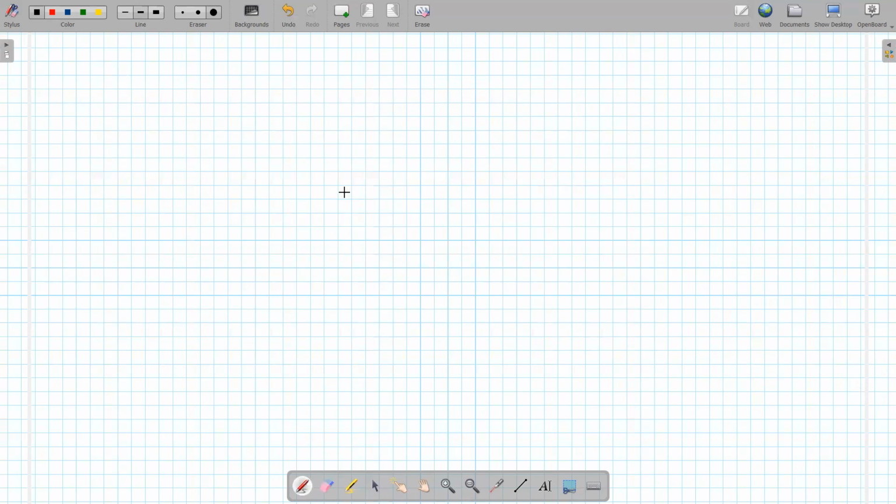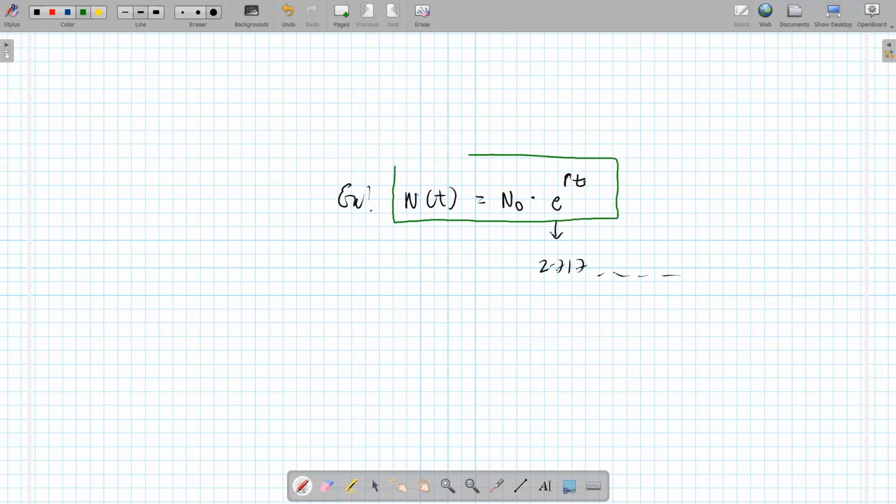But in real life, the equation for that would be what? N(t), the final population, equals N0, the starting population, times e, the natural number, like pi, it's about 2.718, to the power of the population growth rate, r, times t. This is the population growth model, the exponential growth model. But in real life, it's a little bit different.